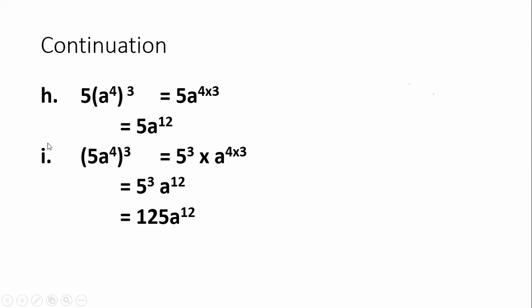But on the other side, this question now says 5 into bracket open 5a raised to the power 4, bracket power 3, meaning the power, the index here, is affecting 5 and a raised to the power 4 separately. So you have 5 raised to the power 3 times a raised to the power 4 times power 3. And that will give us a raised to the power 4 times 3, which is 12. Then 5 raised to the power 3 is 5 times 5 times 5. So 5 times 5, 25. 25 times 5, 125. So 125a raised to the power 12.